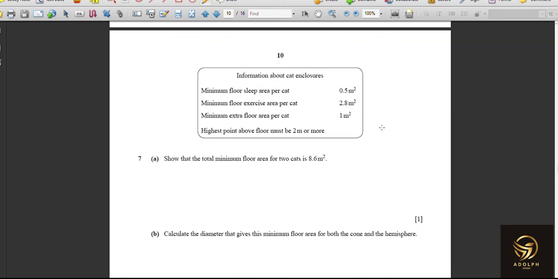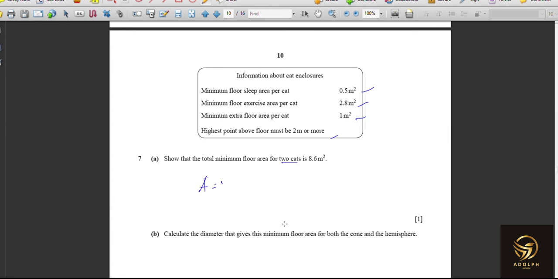Next one is minimum floor area for sleep and exercise area, then extra floor area per cat is given, then highest point above the floor must be 2 meter or more. So these are the conditions we have to keep in our mind when we are doing the calculation. The next thing is show that the total minimum floor area for two cats is 8.6, we have to prove.